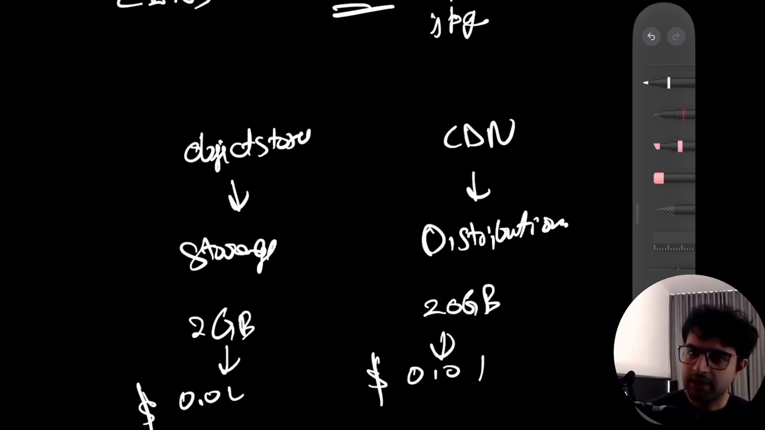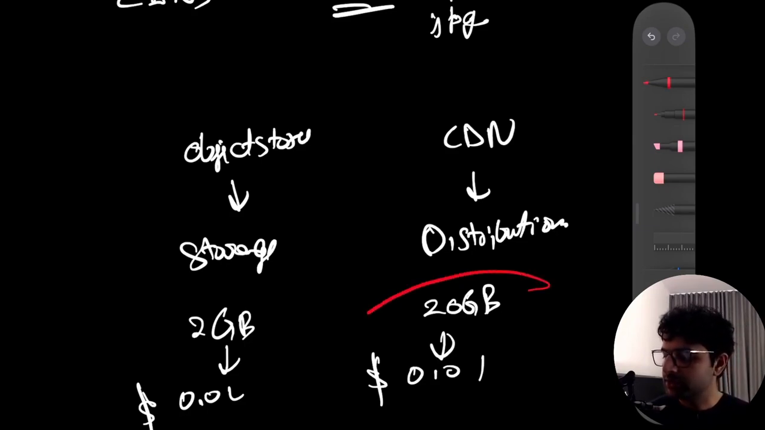Usually what is higher? Can you guess? The distribution cost is higher. This is what you optimize for.